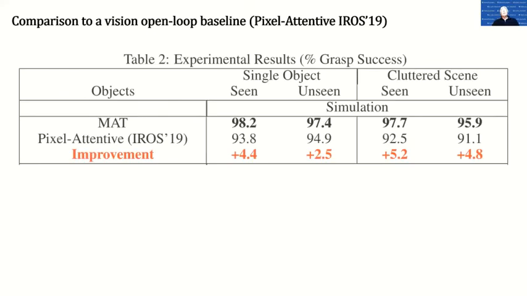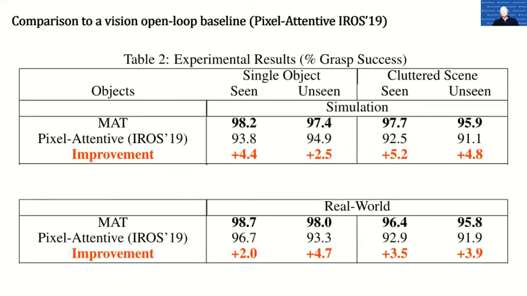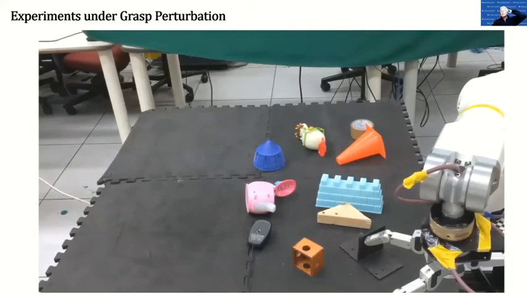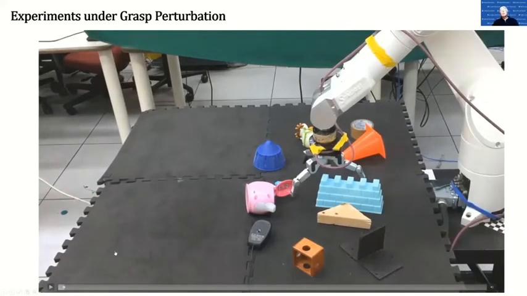So we can compare this to the open loop system we saw earlier, and you can see that the improvements are there, and you can see that that 8% is being eaten away by tactile. But it's even more impressive when you look at things like calibration error. So we have experiments under grasp perturbation where we have here a scene, and what we're going to do is we're going to perturb these items.